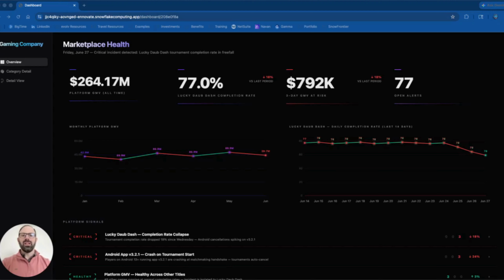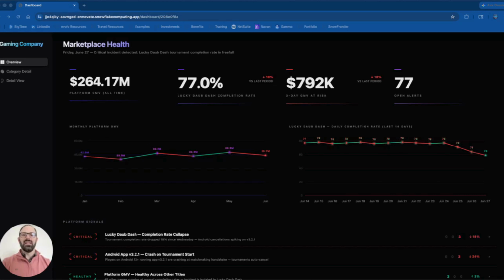This is the marketplace health overview. At the top, you have GMV, your core revenue signal. You have completion rate, your leading indicator for GMV. GMV at risk, 792,000 over 3 days, and you have some active alerts of where to focus. The key shift: you're not waiting for finance, you're seeing risk in real time.